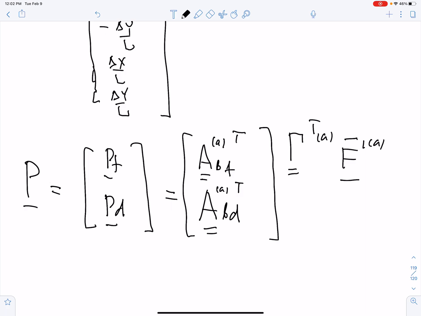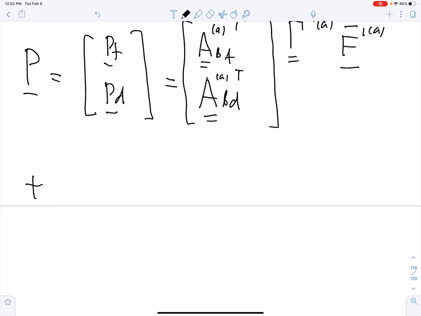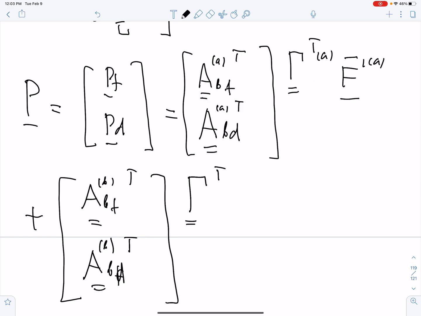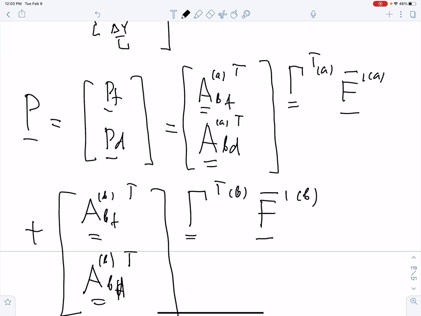Okay. And then you add the contribution from the element B: A_BF for B transpose, A_BD for B transpose, times gamma transpose for element B times F prime underbar for element B. Okay, and so basically the applied forces must be such that the basic element forces are balanced in the following fashion. Okay.